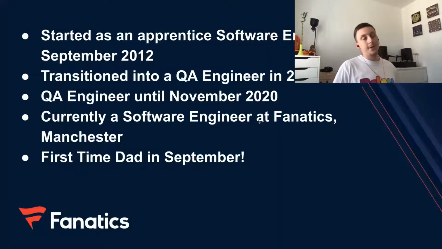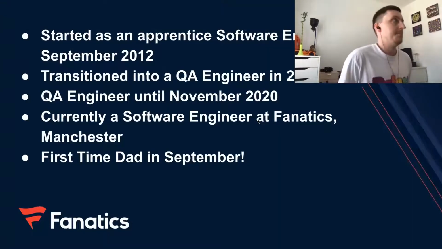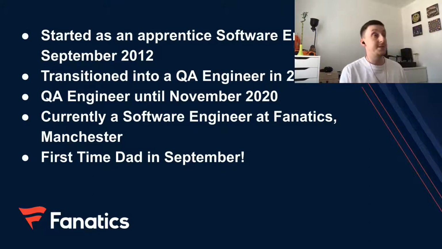So just a bit about me before we get started. I started as an apprentice software engineer in September 2012. I then transitioned into a QA engineer in 2013, and then I was a QA engineer up until November last year. I am now currently a software engineer at Fanatics. And also I'm going to be a first-time dad in September.